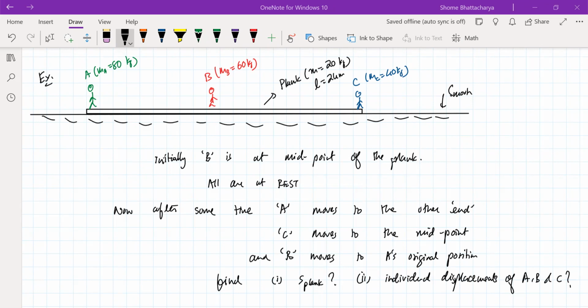Why will the plank move 0, beta? See, the thing is, they are of different masses. So, for example, if A alone had moved, the plank would have moved backwards by a certain amount. If B alone had moved, the plank would have moved forward by a certain amount. If C alone had moved, the plank also would have moved forward. Okay. So now it's like a superposition of all these things. So how can we say that the plank's displacement will be 0?